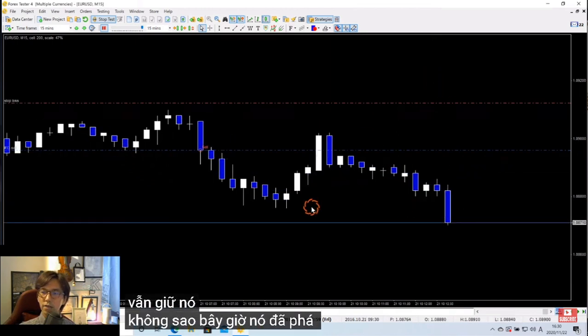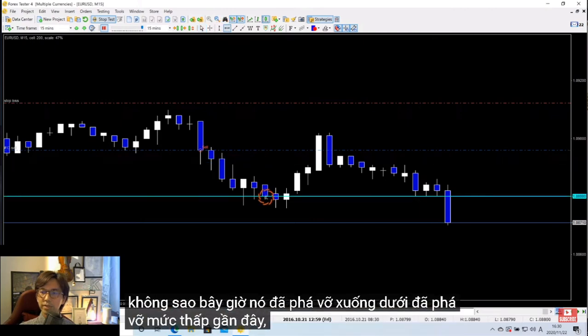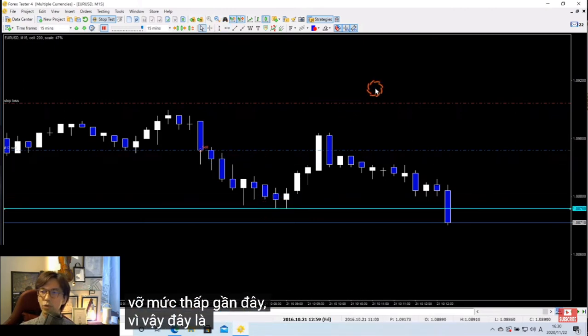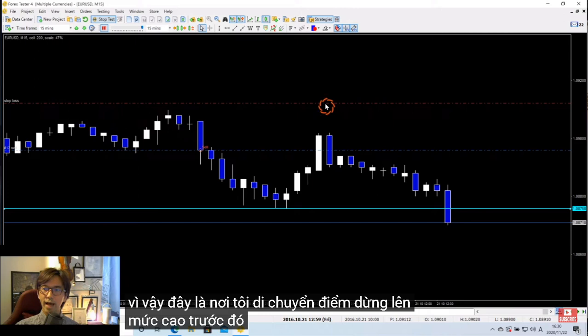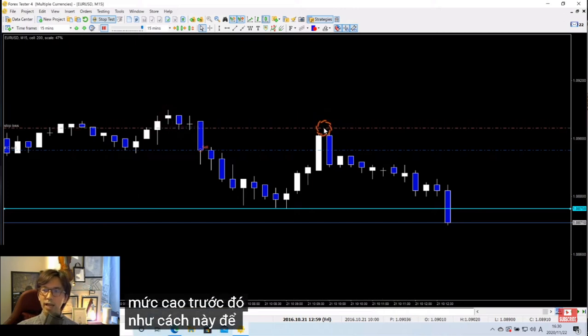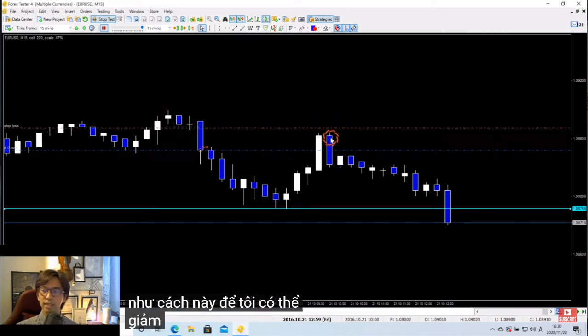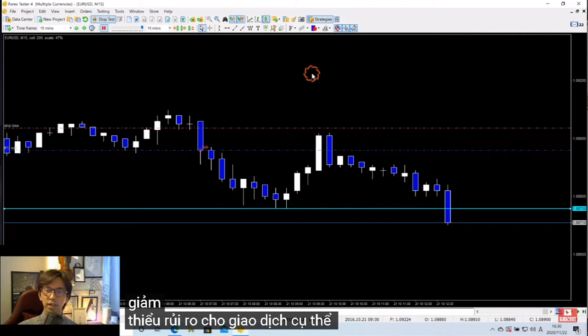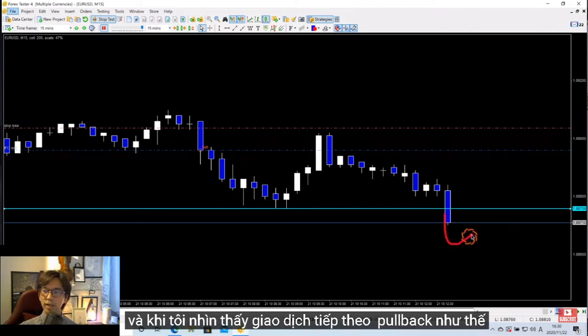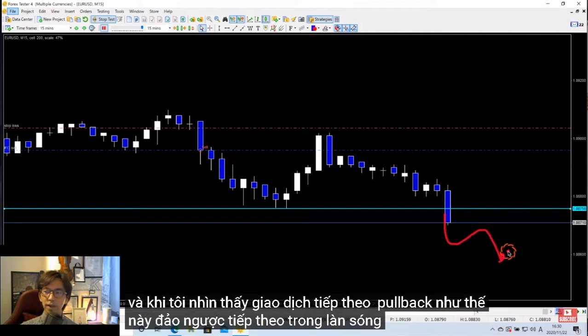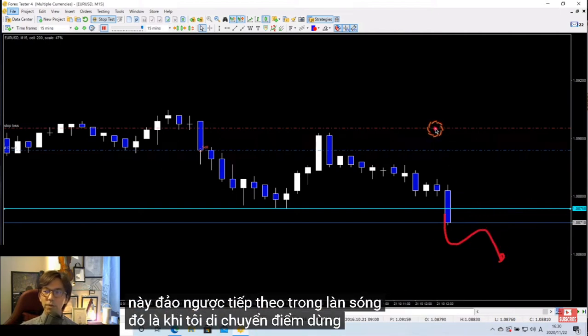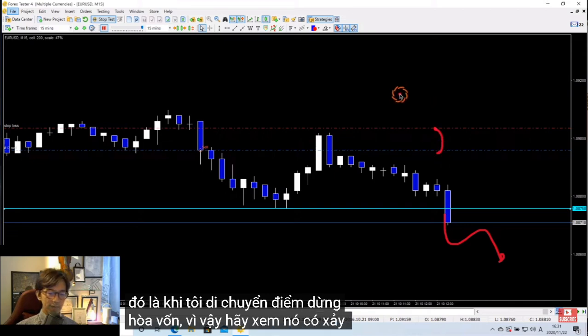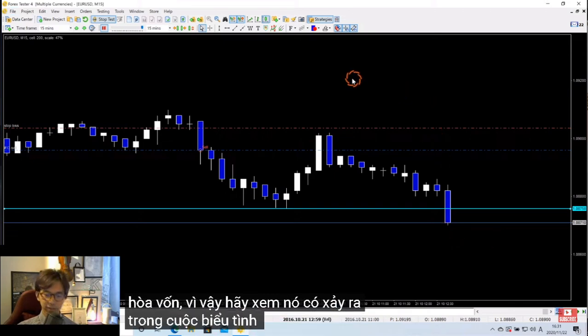Okay, now it broke downwards. Broke the recent low down. So this is where I move the stop to the previous high, like this way, so that I can minimize the risk for this particular trade. And once I see the next pullback like this, the next reverse in the wave, that's when I move the stop to break even. So let's see if it happens in this demonstration.